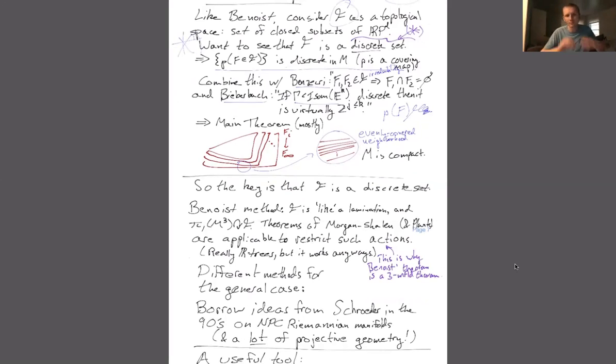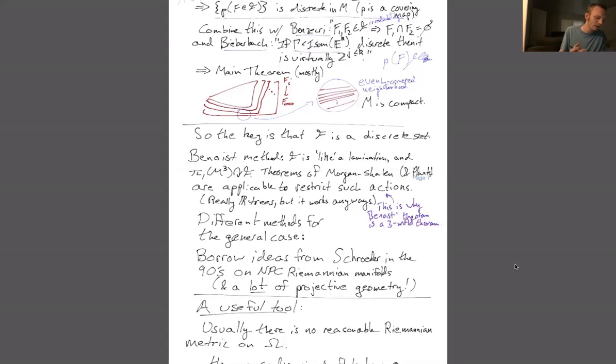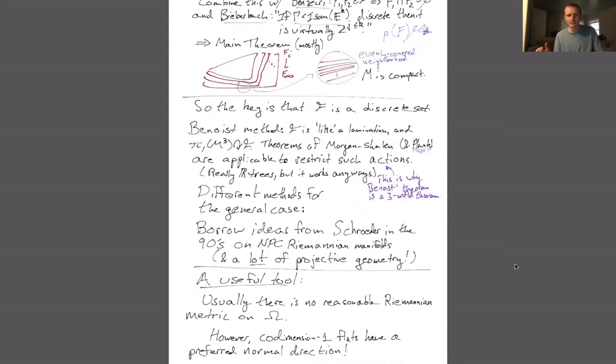Okay, so the point is that the goal is to show that the set script F of flats is topologically a discrete set, has no accumulations. Okay, so this is exactly where Benoist's theorem is a 3-manifold theorem. So what does Benoist say? He says, okay, well, I know from Benzacree that these flats can't intersect, so they can pile up on each other maybe, they can be discrete, but that sounds a lot like a lamination.